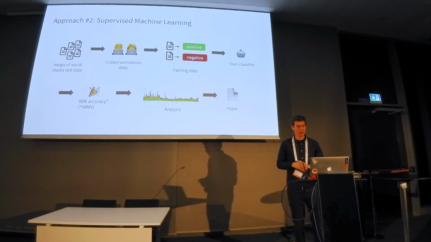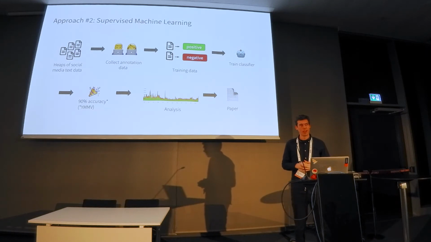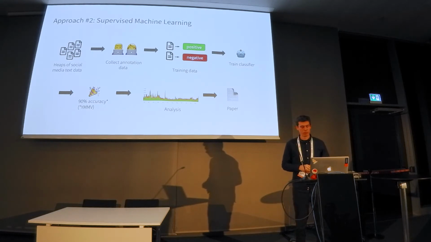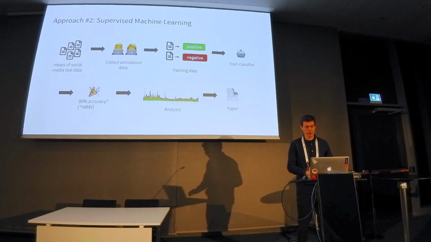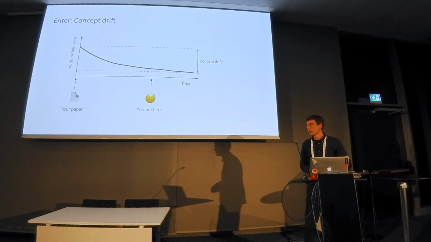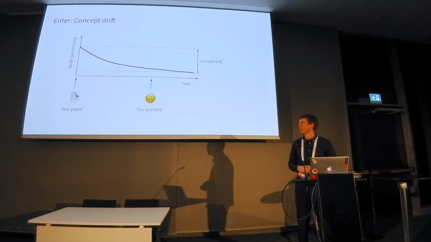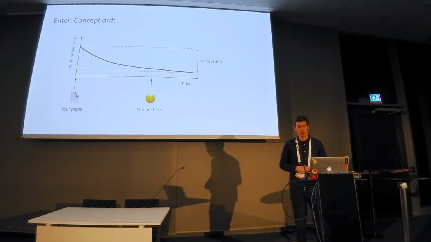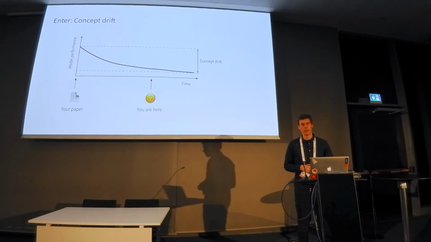You have a great algorithm that gives you 90% accuracy. You do your analysis, you write the paper, and you're done, right? It's great, you did it, and you publish. The problem is only that 3 months later, after you've published your paper, it's very likely that the algorithm will not be as great anymore as it used to be when you trained it.